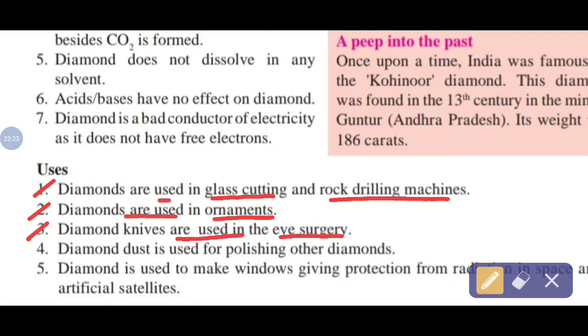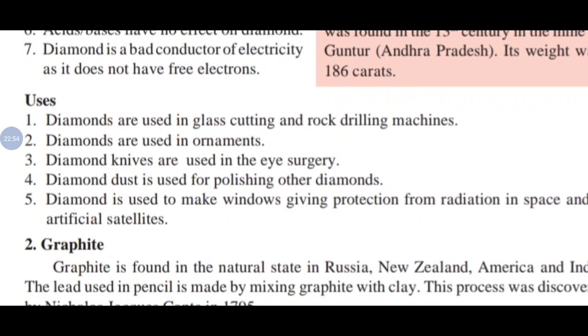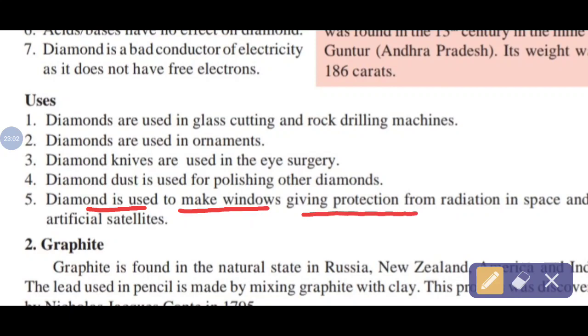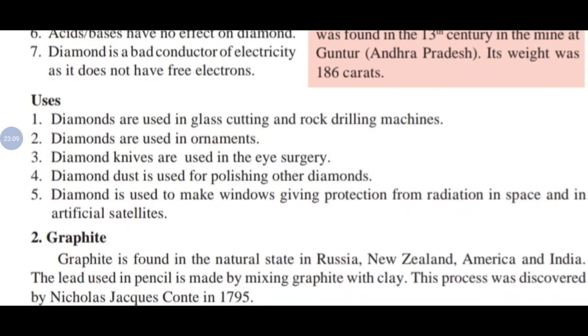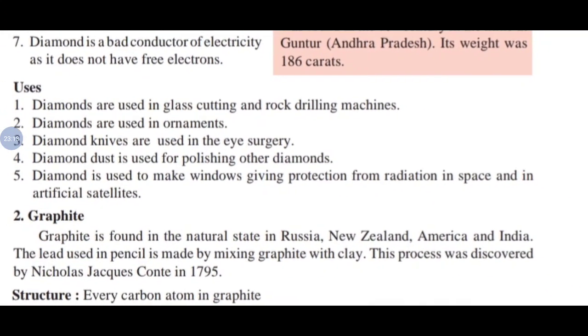by doctors at the time of operation. Diamond knives are used in eye surgery. Fourth use is diamond dust is used for polishing other diamonds. And fifth use is given here. Diamond is used to make windows, giving protection from radiation in space and in artificial satellites. So these are the 5 uses of diamond given here.